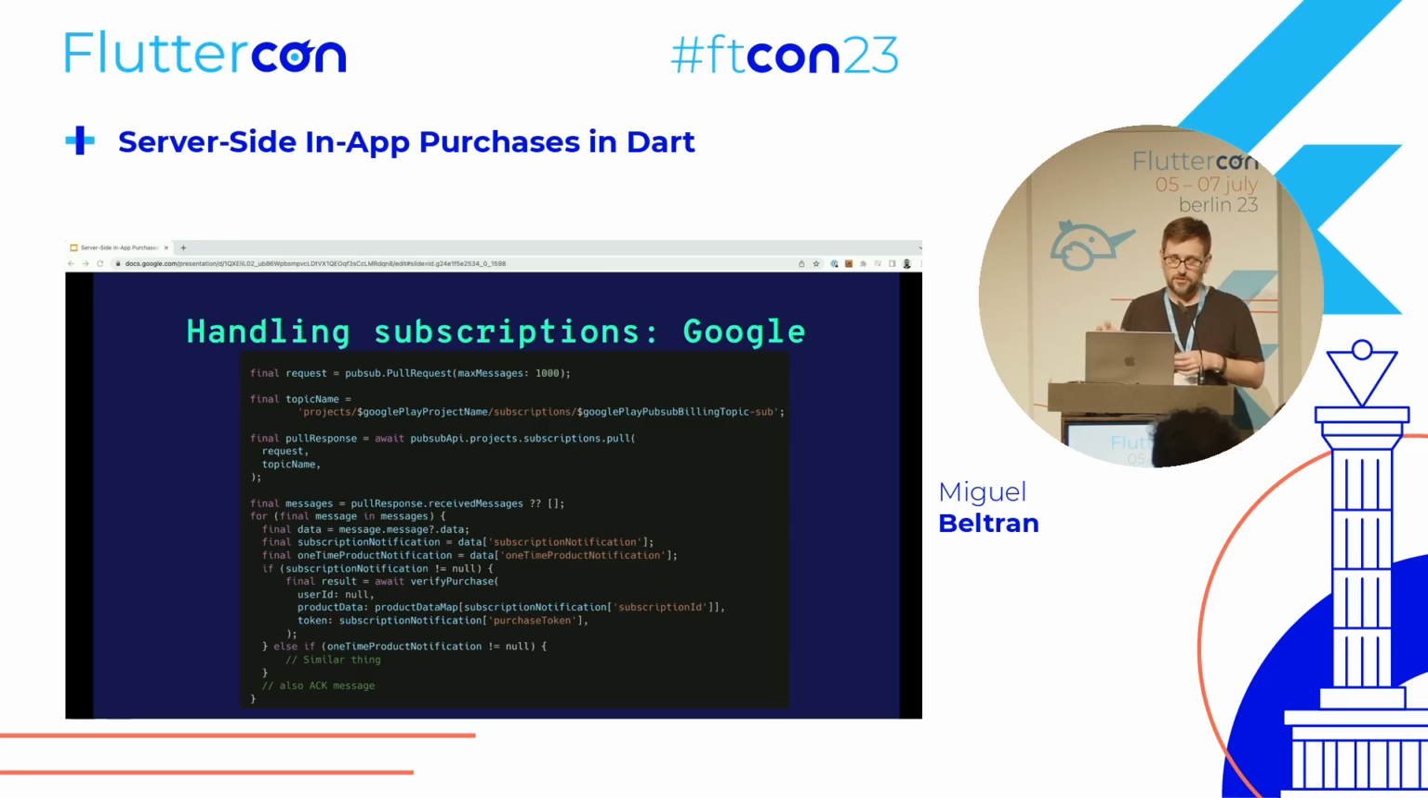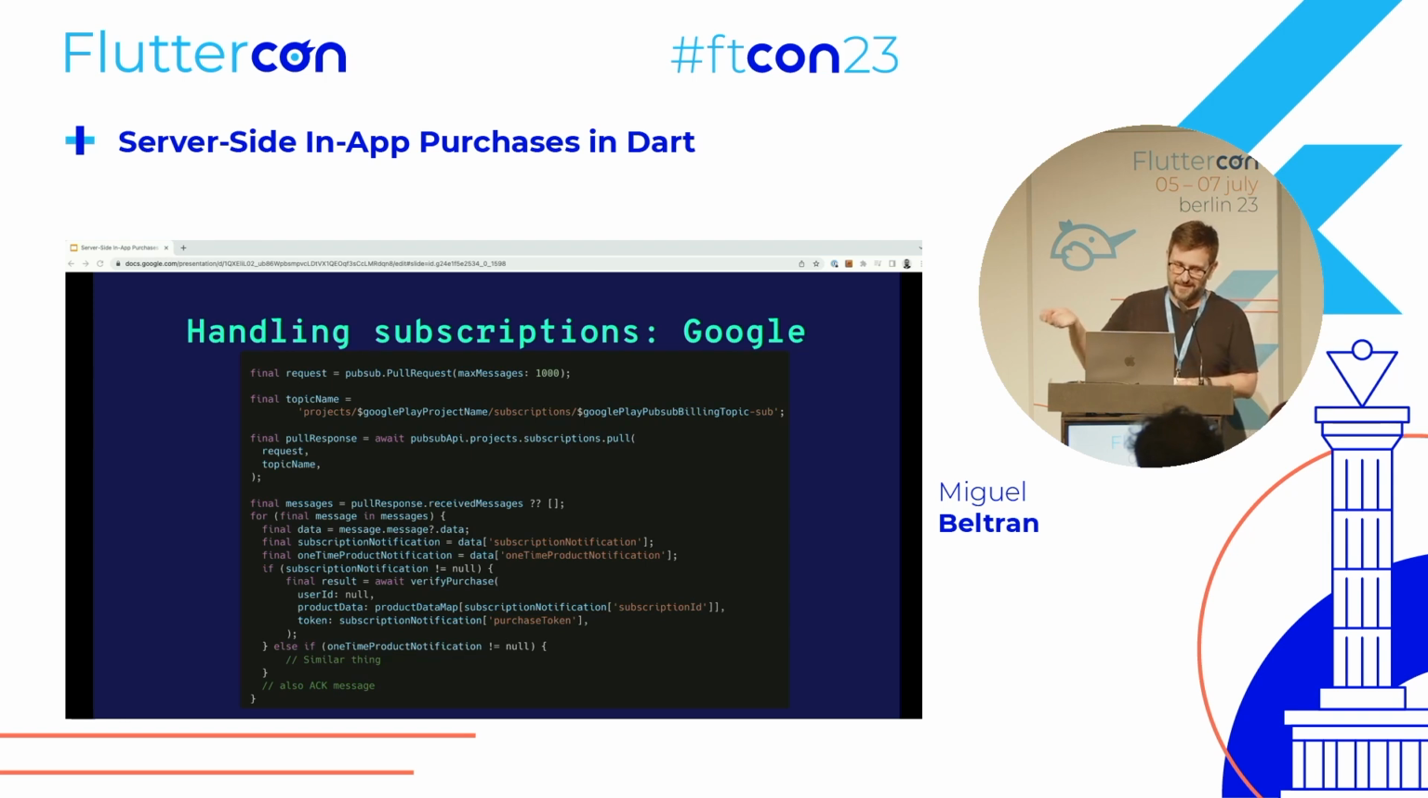And what the messages contain is a list of subscription events that have happened. They're calling them subscription notifications, and also one-time purchases as well. So you need to take all of these notifications and go through them. And the important thing here is that these notifications don't contain all the information that you need. Actually, what they contain is a receipt.